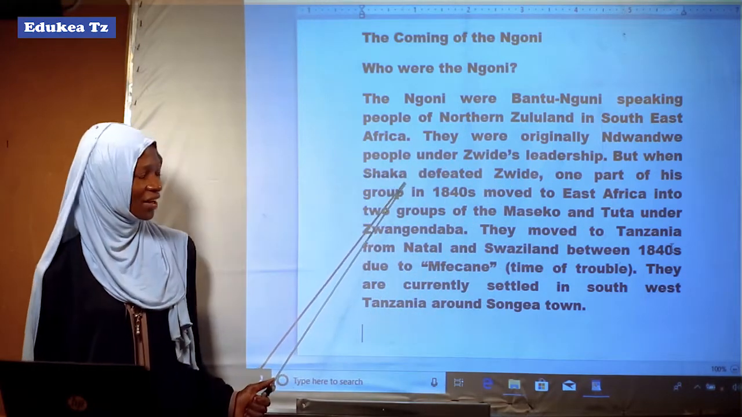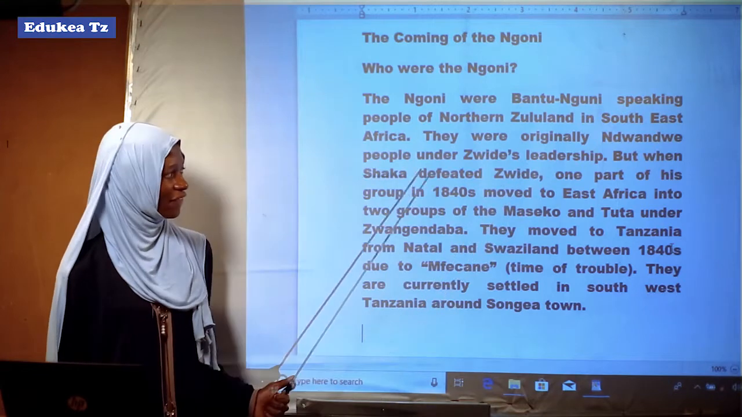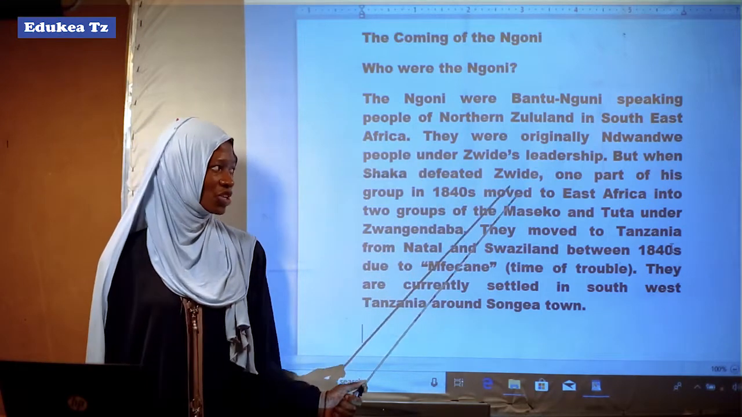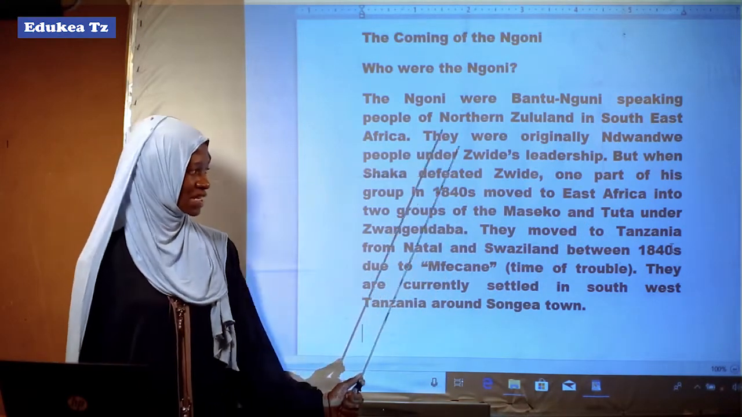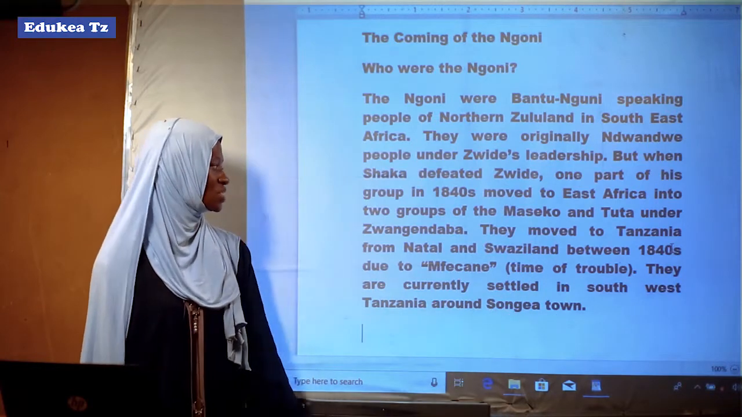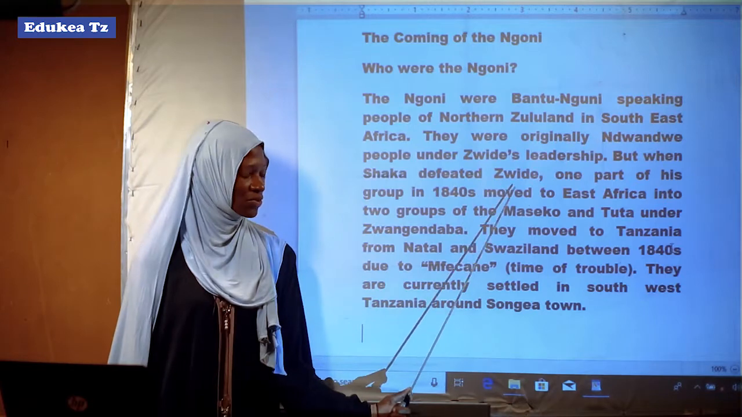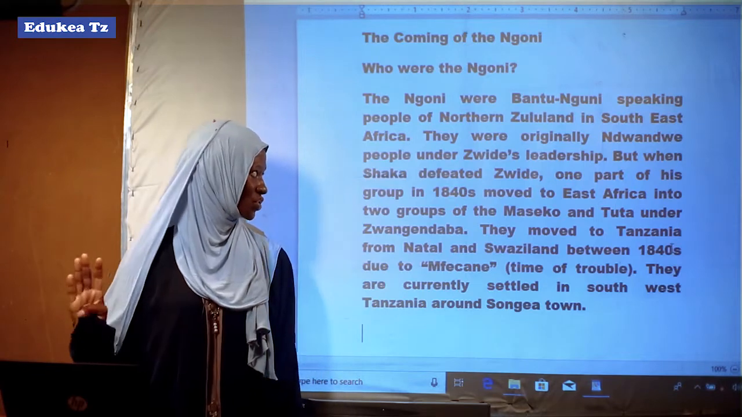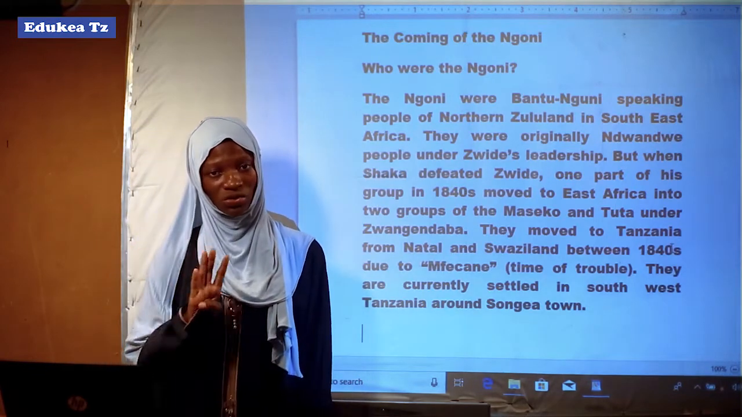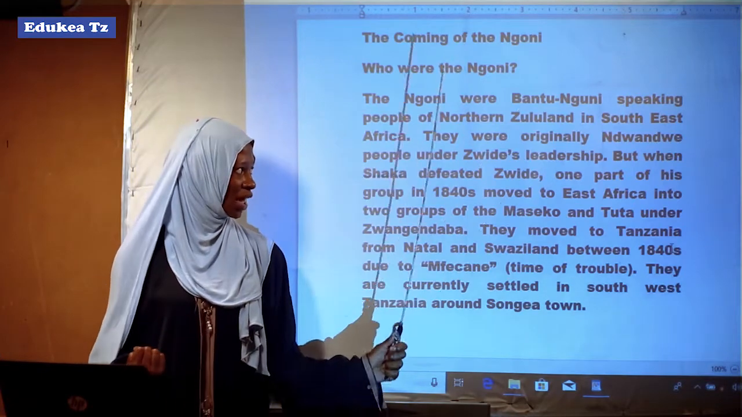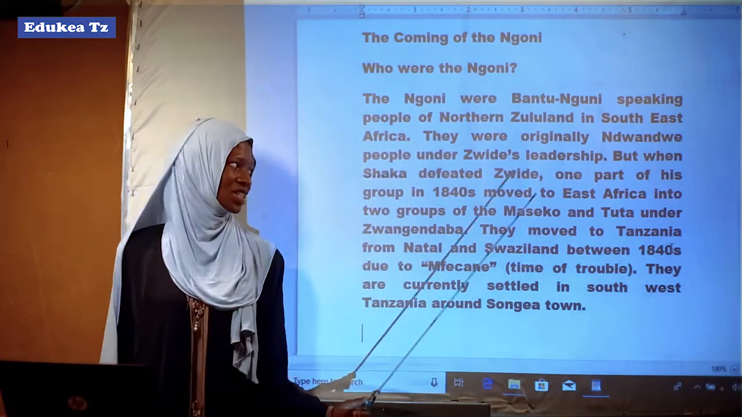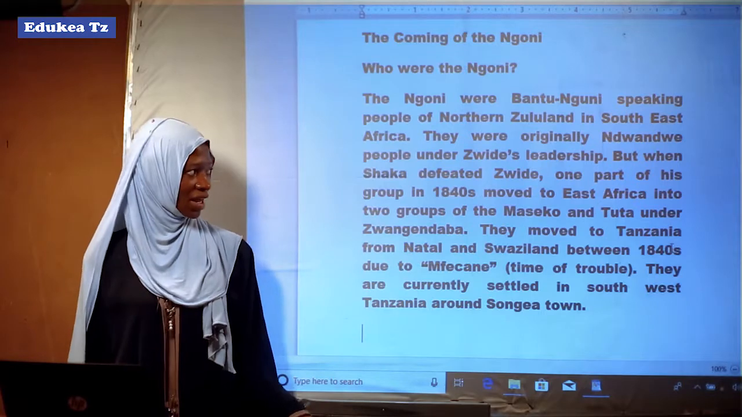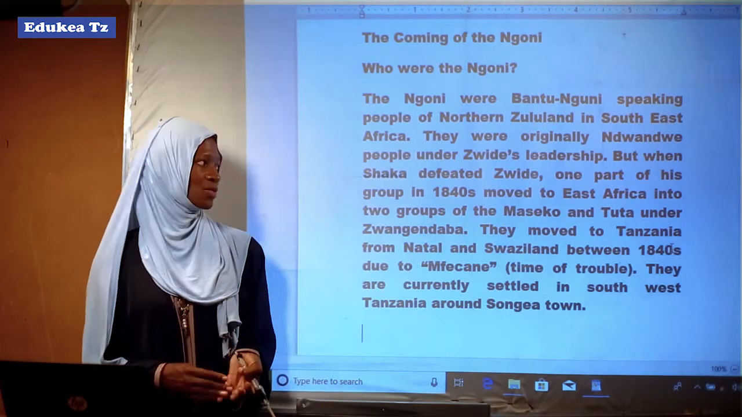But when Shaka defeated Zwide, one part of his group in the 1840s moved to East Africa in two groups, of Maseko and the Tuta under Zwangendaba. Zulu started their expansion, which historically we know as Zulu expansion. It was the war between Shaka of Zulu and Zwide. Shaka was the leader of Zululand, while Zwide was the leader of Ndwandwe. So Shaka defeated Zwide during the Zulu expansion.